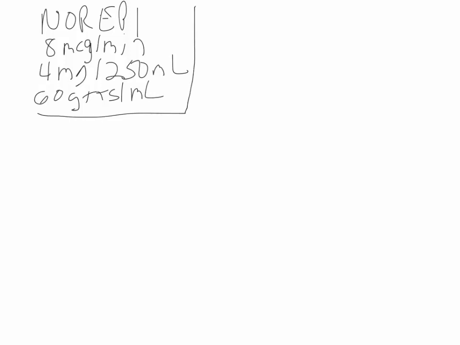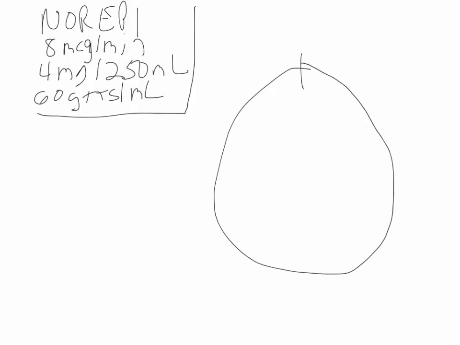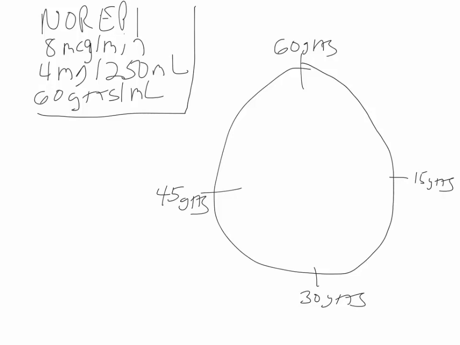Okay, so we'll set up our clock. I'll try to draw a better circle this time. And so this is 60 drops, 15 drops, 30 drops, 45 drops. And just for a quick reminder, this is always 1 milliliter, 0.25 milliliters, 0.5 milliliters, and 0.75 milliliters.